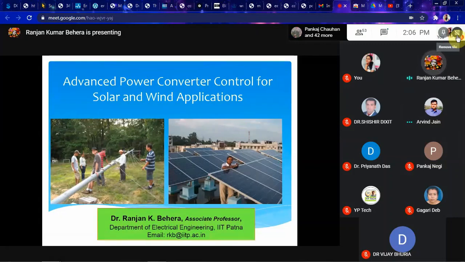Thank you. So, I welcome everyone for this session on advanced power converter control for solar and wind application. Most of the time in India, we just imitate some kind of renewable energy we see in other countries, and we come back and put up a different solar plant, everything. But sustainability is actually day by day reducing in this particular renewable energy.